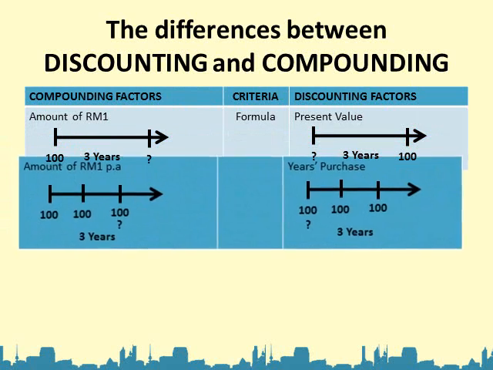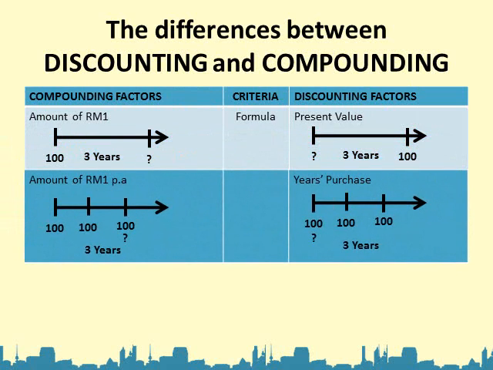So next example is amount of ringgit per annum. This one shows that the investors invest every year, and then at the end of the investment period, we will calculate the compounding amount of the investment. All right. So for years purchase, okay.